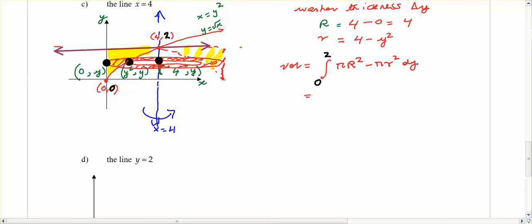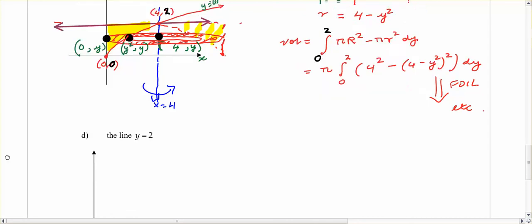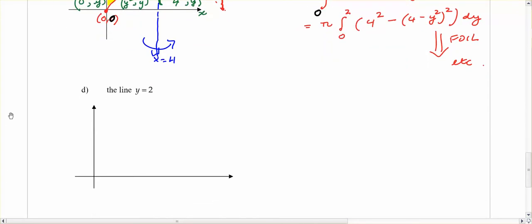Notice I actually don't factor out my pi until after I've gone pi big R squared minus pi little r squared, because sometimes people forget about the pi. Now I'm going to factor it out, and then I just plug in big R was 4 squared minus little r was 4 minus y squared dy. And if I were doing this analytically, I need to FOIL out that 4 minus y squared all squared, etc.